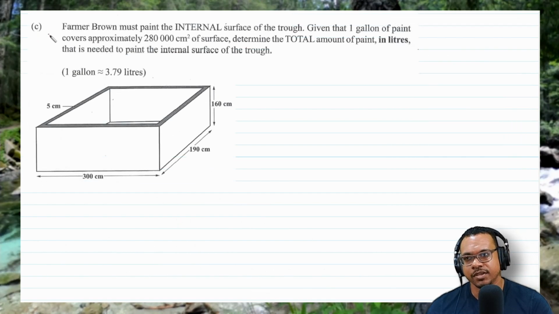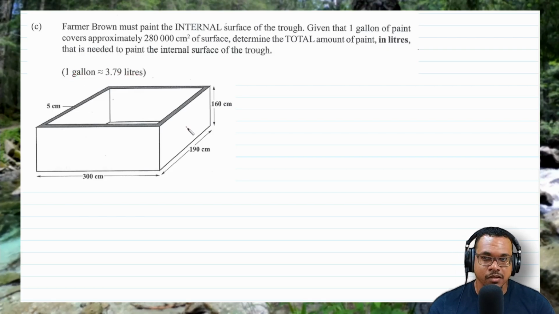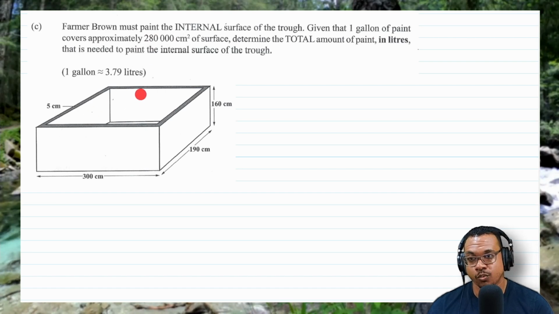So now for part C, we have that Farmer Brown must paint the internal surface of the trough. Given that 1 gallon of paint covers approximately 280,000 centimeters squared of surface, determine the total amount in liters that is needed to paint the internal surface of the trough. And we have that 1 gallon is approximately 3.79 liters. Now, we have the surface area that the 1 gallon of paint covers. So before we do anything, we need to find out what is the surface area of the internal walls.